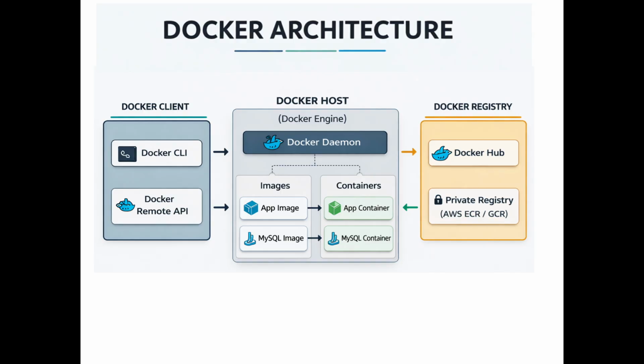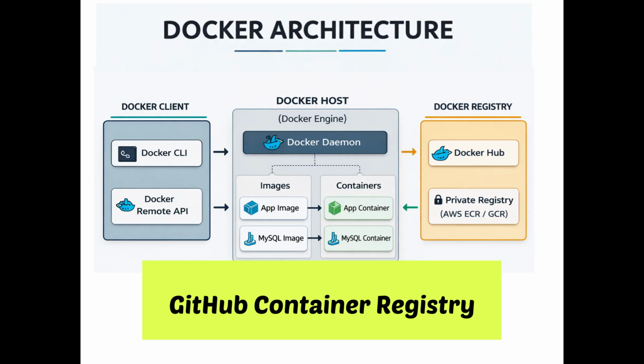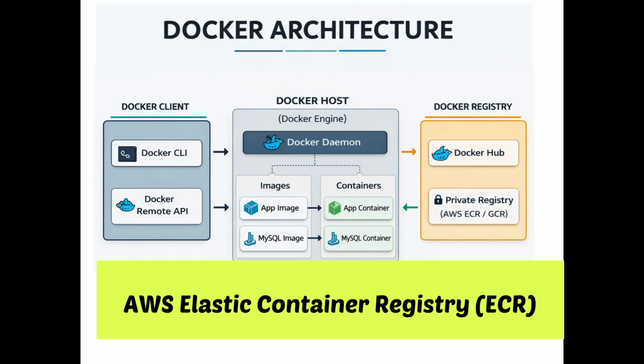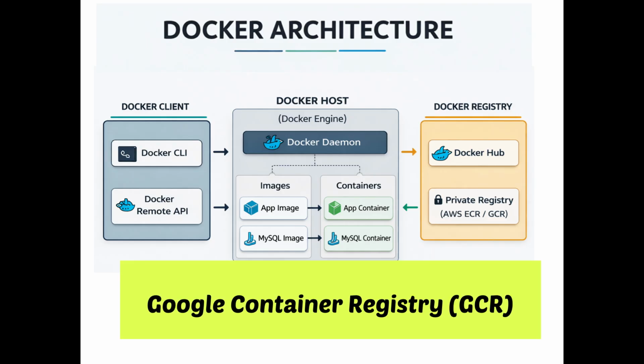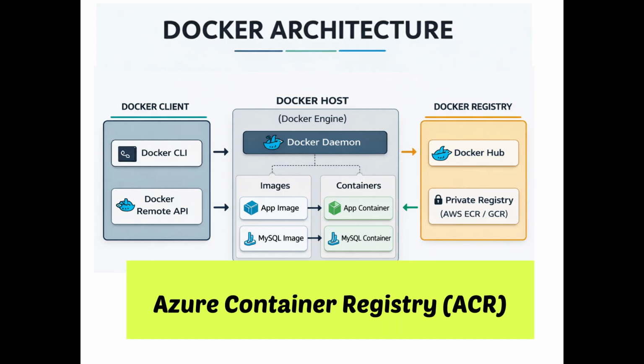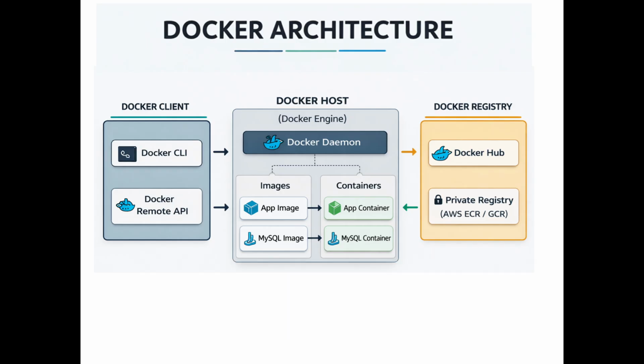Apart from Docker Hub, many companies use their own private Docker registries. For example, we have GitHub Container Registry, AWS Elastic Container Registry, that is called ECR, Google Container Registry, GCR, Azure Container Registry, ACR. So most organizations prefer private registries because they provide better security, access control, and easy integrations with cloud platforms.